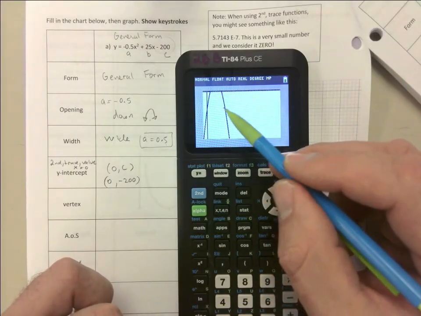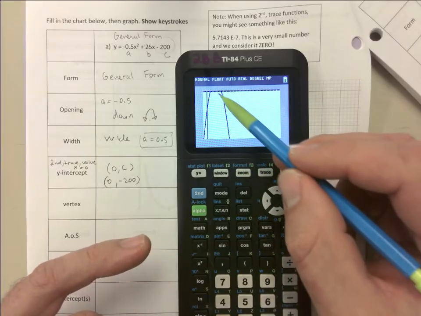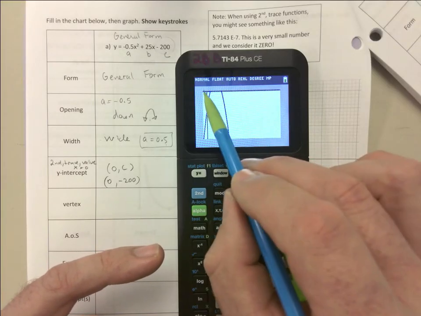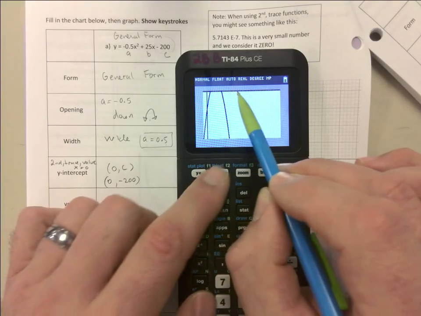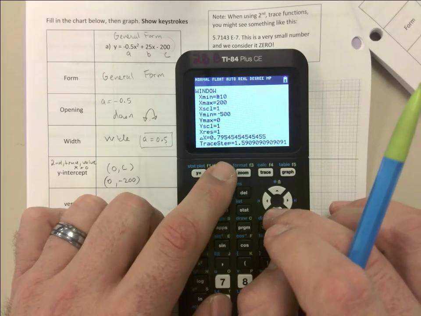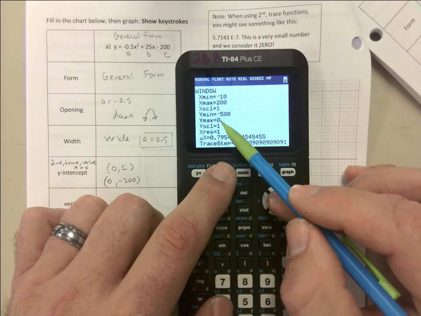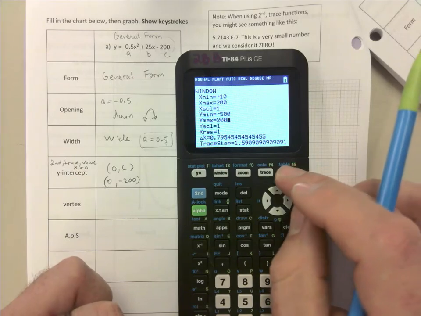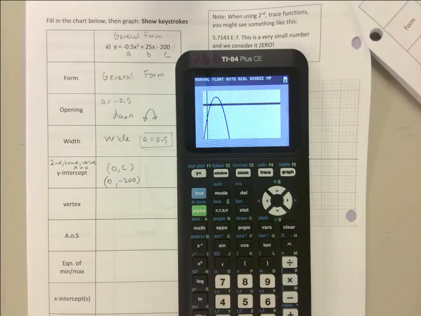Did that do the trick for us? Yes, it was overkill, but now we see the entire thing like this. What else do we need to change now? The Y what? The Y max. So go window, you go to Y max, and I'm going to change that to 200. Did that do the trick for me? Yeah.